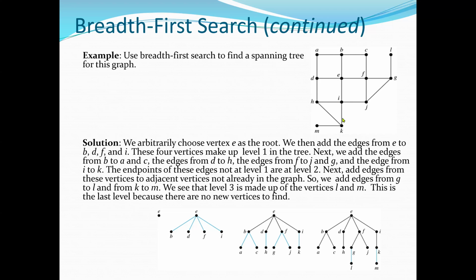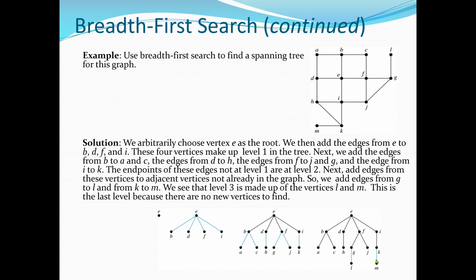Now we go to G. G, we have L because L connects to only G. We haven't visited there. So we have G and L. Then J. In J, we already went through G. We went through F, we went through I. So we don't have anything for J. Then K. K, I, and H are already gone through. But M by itself, so we go through M. And that will be our final spanning tree.